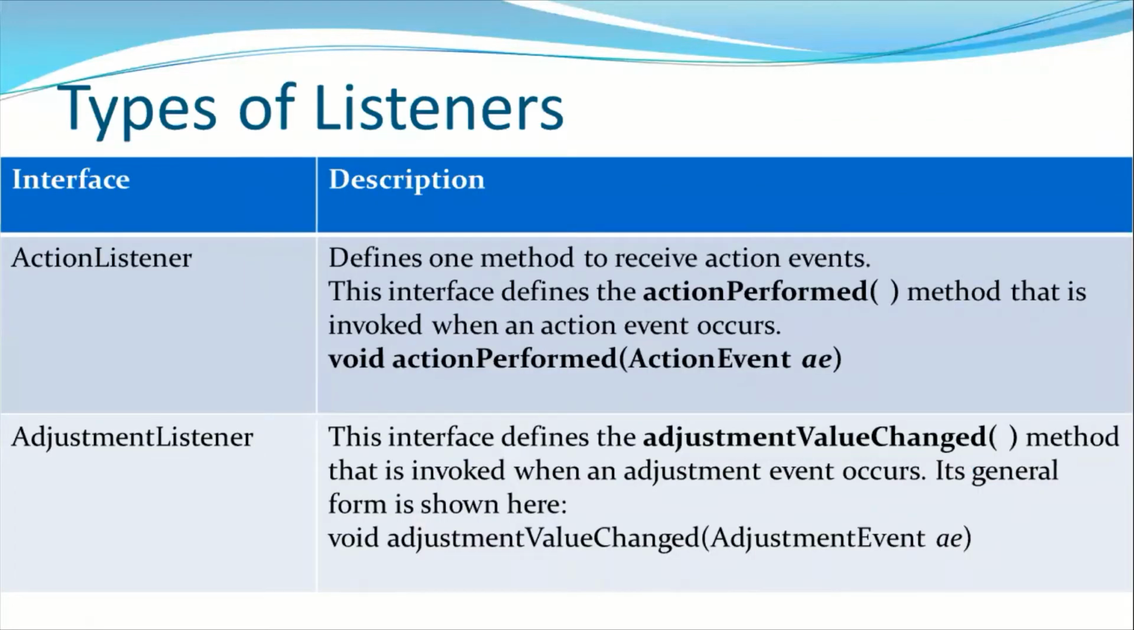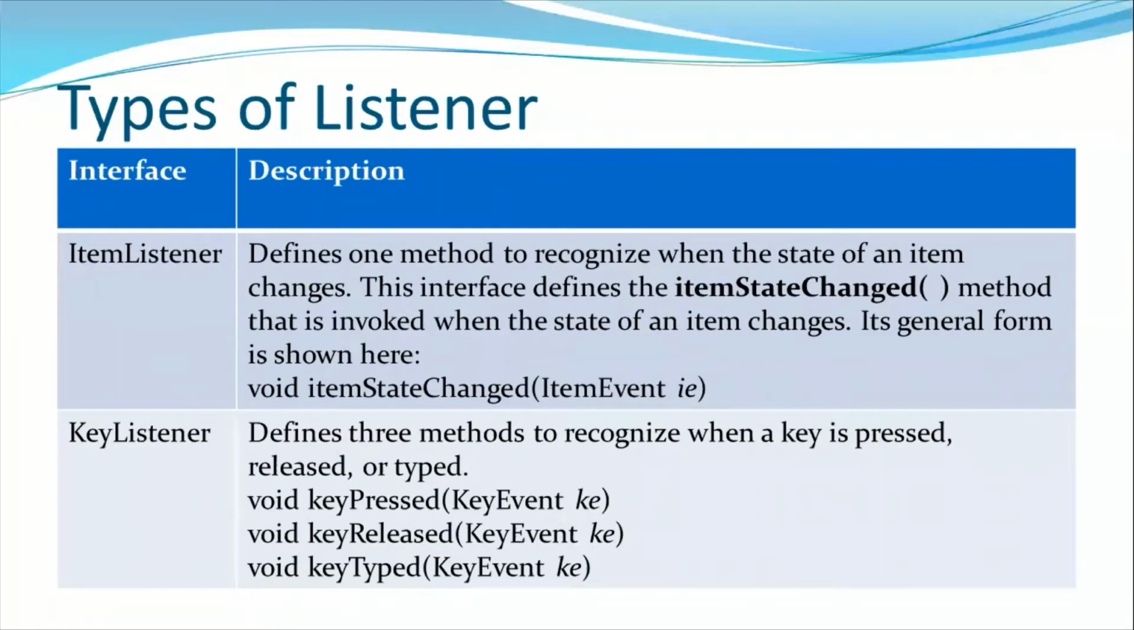For all the events, there is a listener. Now we'll see the types of listeners. For ActionEvent, ActionListener is there. AdjustmentEvent, AdjustmentListener is there. ItemEvent, ItemListener is there. ActionListener defines only one method, that is the void actionPerformed method. AdjustmentListener defines the adjustmentValueChanged method. ItemListener defines only one method, that is the itemStateChanged method.